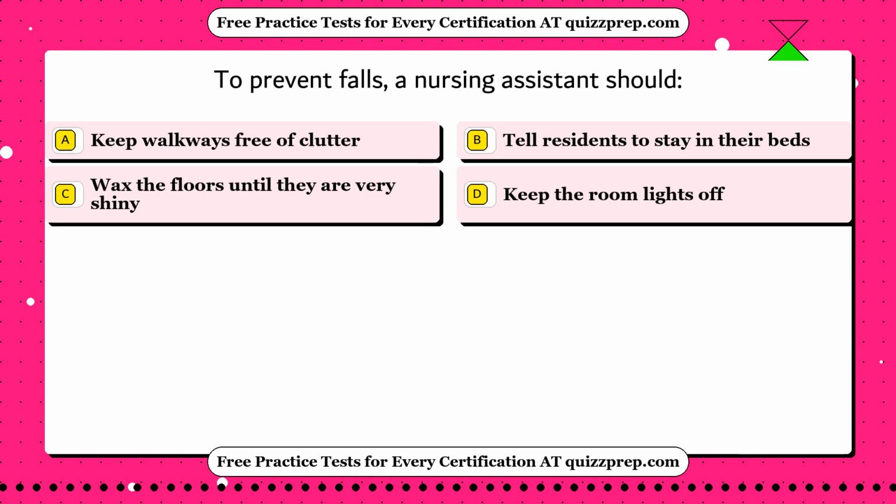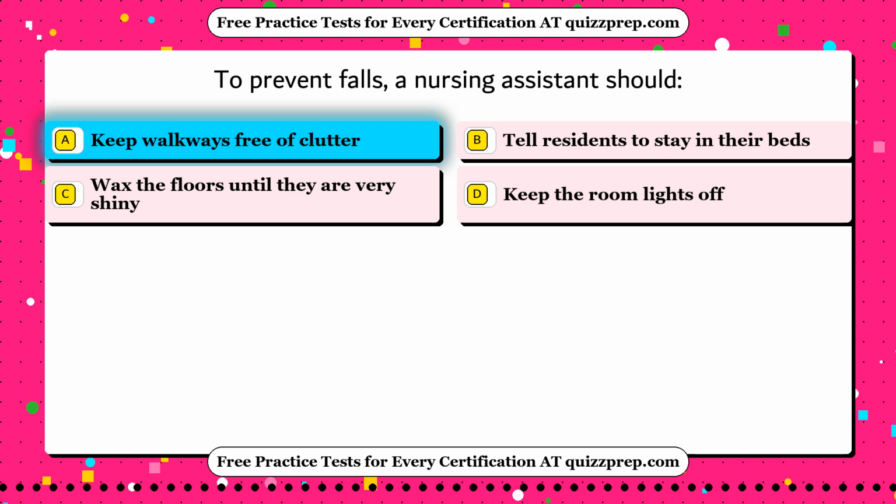Question 14. To prevent falls, a nursing assistant should: Option A, keep walkways free of clutter. Option B, tell residents to stay in their beds. Option C, wax the floors until they are very shiny. Option D, keep the room lights off.